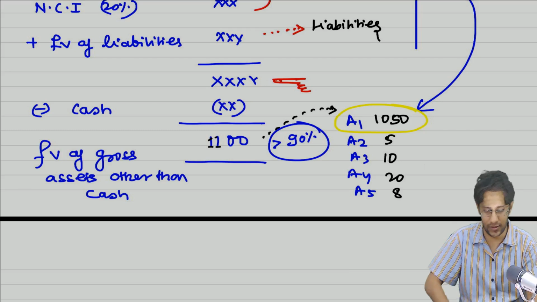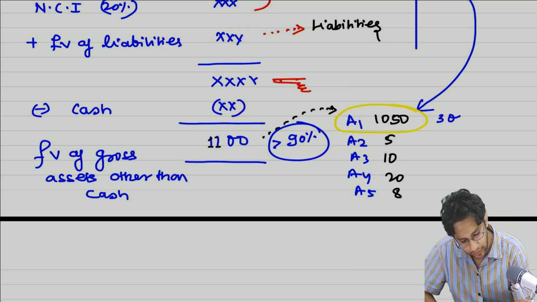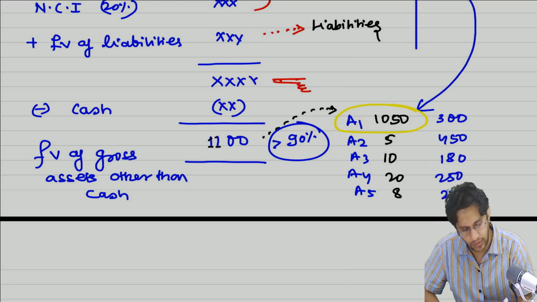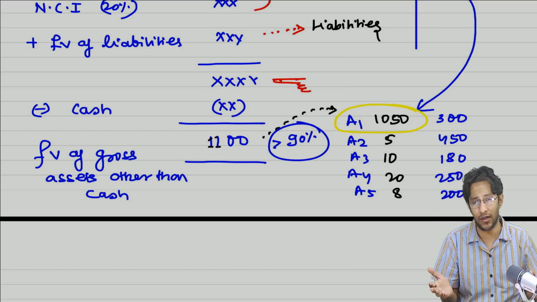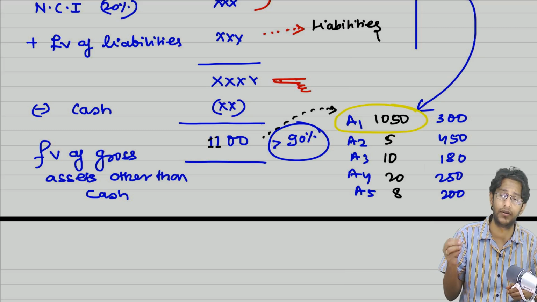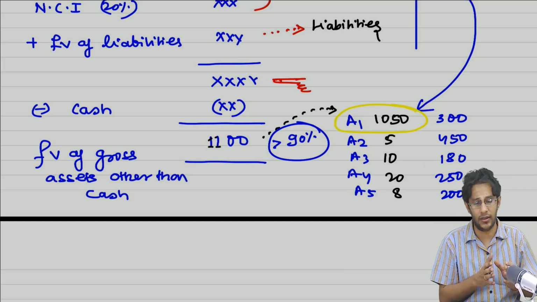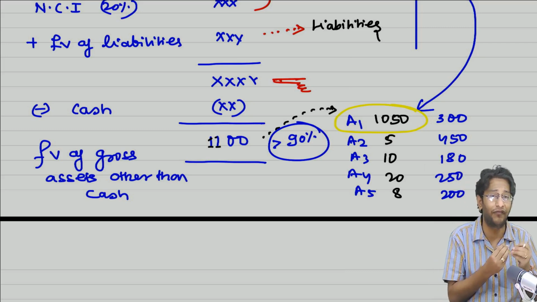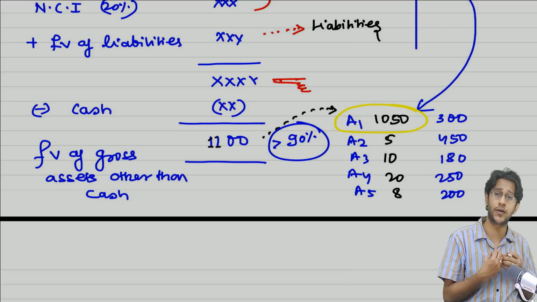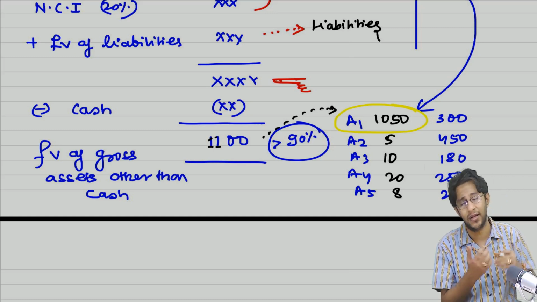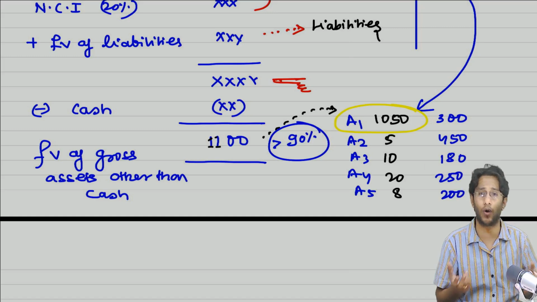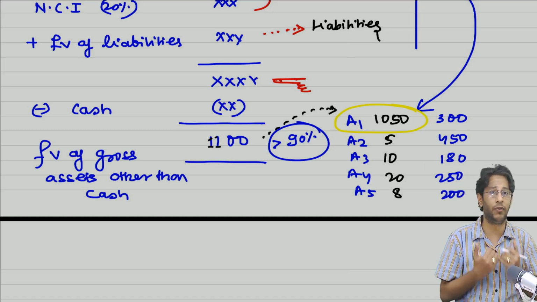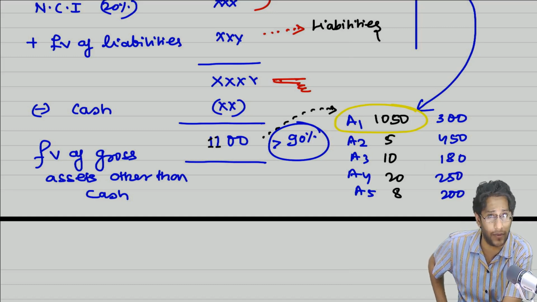Suppose instead the numbers are like this: 300, 450, 180, 250, 200. If A1, A2, A3, A4, A5 are different kinds of assets, then I cannot say that 1100 rupees is concentrated into a single asset. They are spread across various assets, and therefore we have failed the concentration test. Now that I have failed the concentration test, there is a chance that it can be a business. Therefore, I have to apply step number 2 and see whether the processes are substantive processes or not. So this is how we evaluate whether what we have acquired is a business or not. I hope I am clear to you.